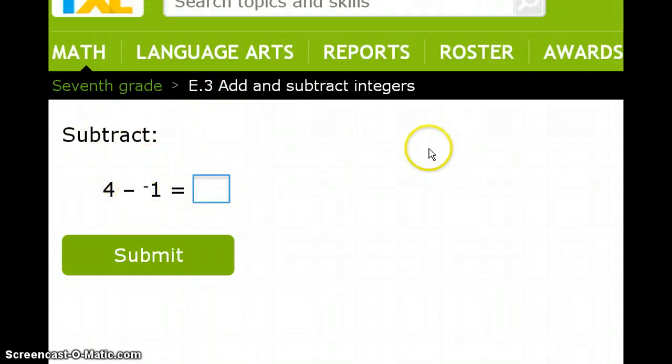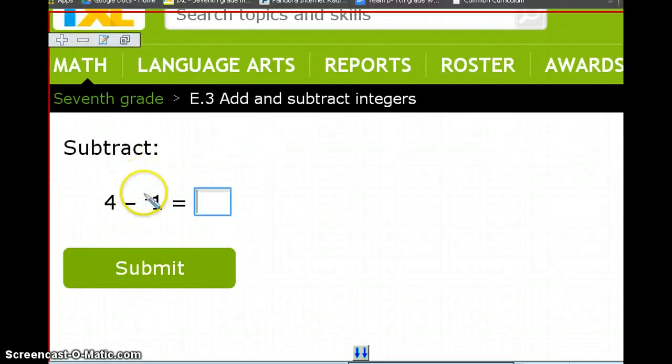In this one, we have what looks like a double sign right in here, minus a negative number. This is one of those situations where I like to think of negative as opposite. So I see this as the opposite of subtraction. I would rewrite this problem as 4 plus 1, which helps us see that our answer would be 5.